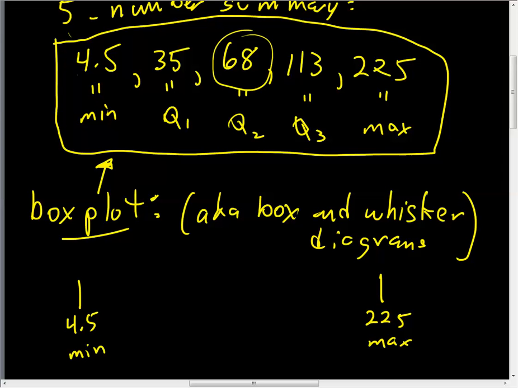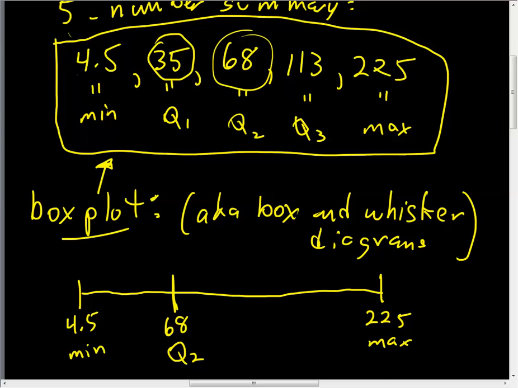68. Let's say I want to plot 68 somewhere on this scale between 4.5 and 225. Let me ask you, is 68 closer to 4.5 or is it closer to 225? Clearly 68 is closer to 4.5, so I'll eyeball it down here somewhere and I'll label it as 68, and that's what I call the second quartile, or the median value. Alright, now I can go after Q1 and Q3 here.